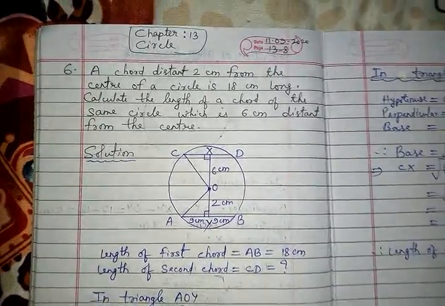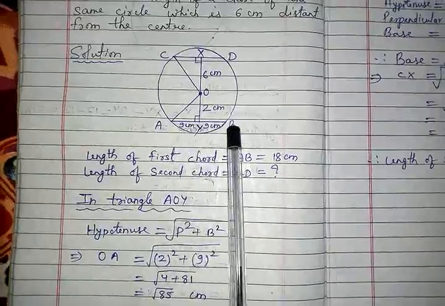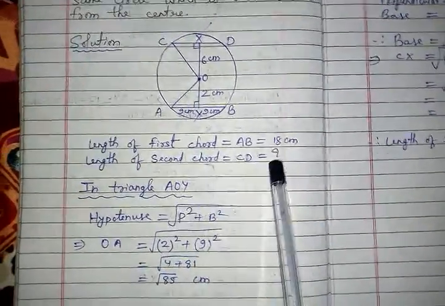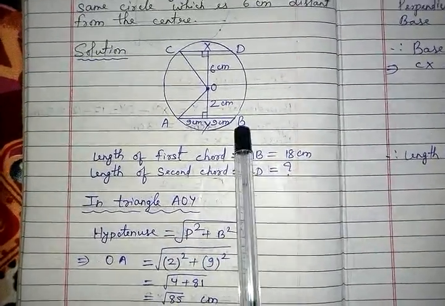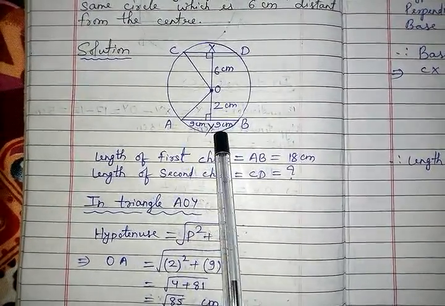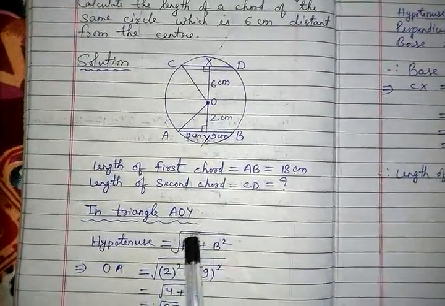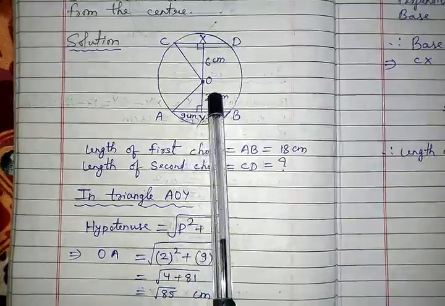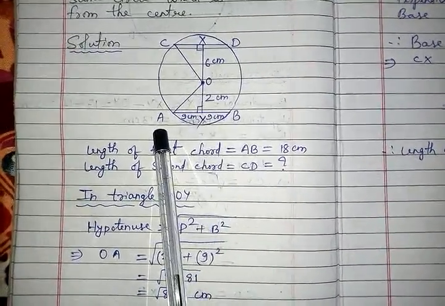Now what is the technique for this question, you just see. The length of the first chord is AB, and AB is 18 centimeter, and the length of the second chord is CD, which is unknown to us. You have to find the length of CD. Very easy children, you can see here there are two triangles. One triangle is OAY, this is Y, and the second triangle is OCX. In this triangle, with the help of 9 and 2 we will find OA. OA is the radius of the circle.